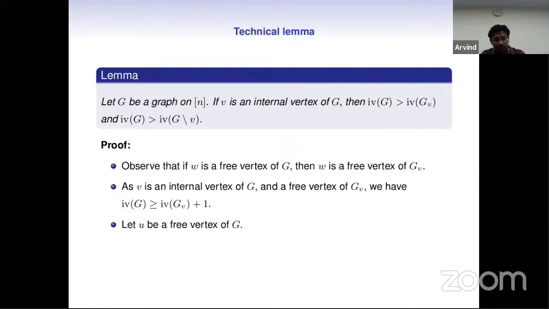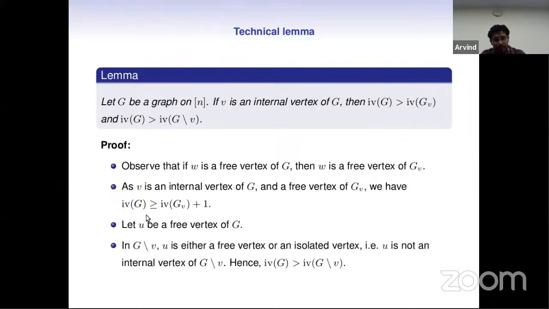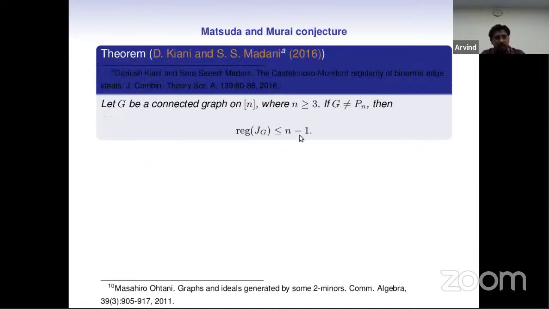We'll prove that iv(G) is strictly bigger than iv(G minus v). Let u be a free vertex of G. In G minus v, u is either a free vertex or an isolated vertex. That is, u is not an internal vertex of G minus v. Therefore, iv(G) is strictly greater than iv(G minus v). So this lemma is very useful, and we'll be using it to prove this result.